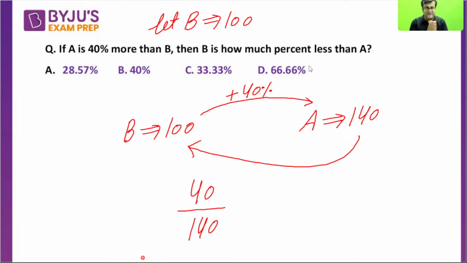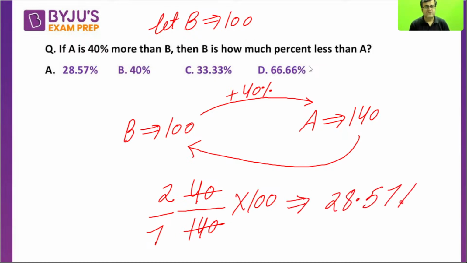This is the way. If B has been taken as 100, A is 40% more, means A is 140. Now B is how much less than A? B is 40 less than 140. To make a percentage, multiply with 100. 2 by 7 into 100 will give you 200 by 7, meaning 28.57 percentage. Everybody can note. Okay, beta. Just take a screenshot and note down this one.